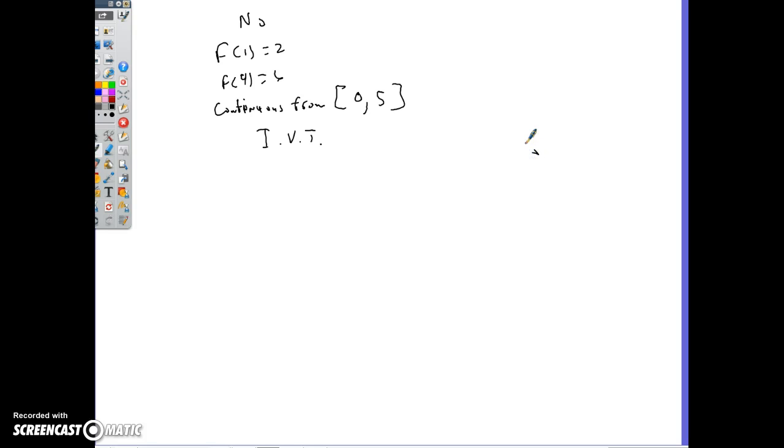What's my explanation? At 1, I'm at 2. At 4, I'm at 6. I'm continuous from 0 to 5, IVT. Notice I'm not using a sentence paragraph. Nothing like that. That's my explanation. That's the only explanation, by the way, AP Central will accept in that format.